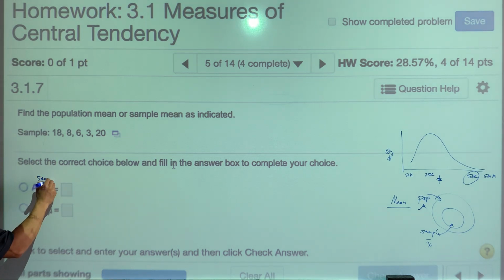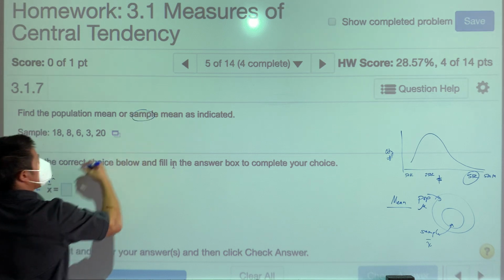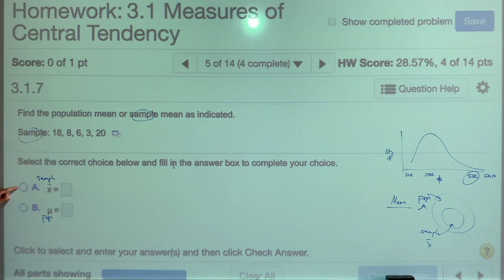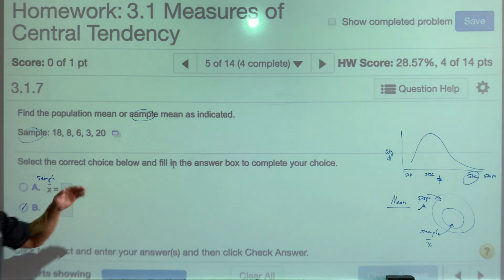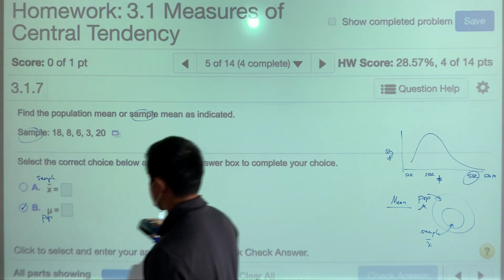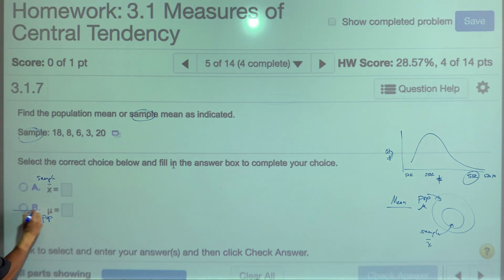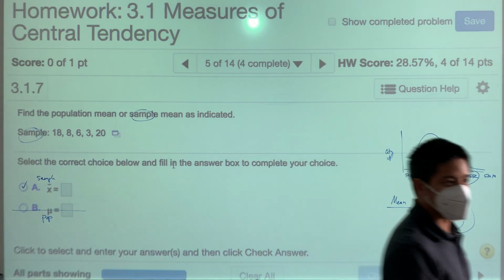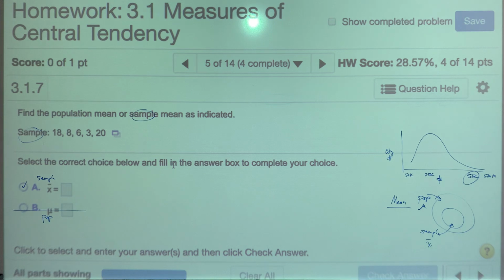So this would be for the sample, this would be for the population. Now, what did they ask us to do? Sample. So should I even check this one? No. That is an immediate elimination as an option because they told us that this is for a sample. That means we're going to first and foremost know that it applies to A. Does that make sense, everybody? Okay. So make sure you differentiate between the two.